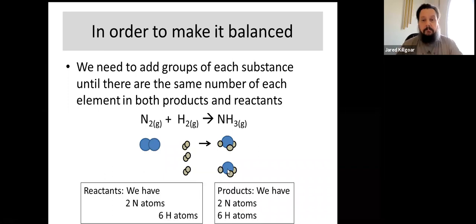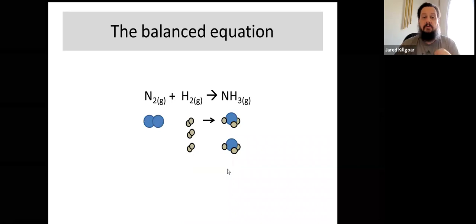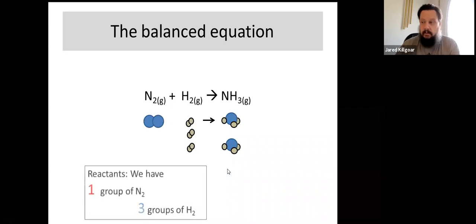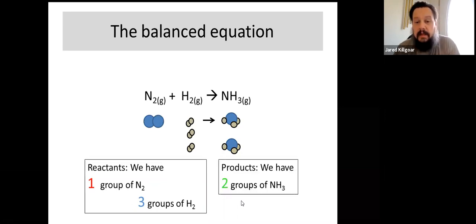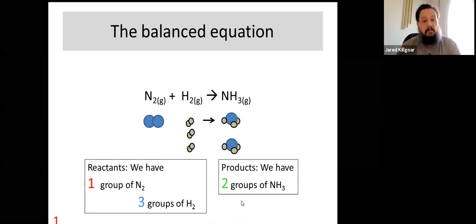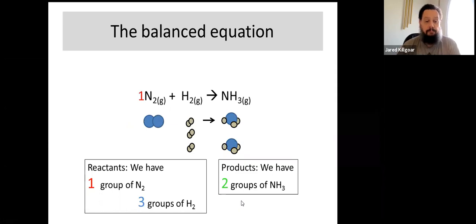So let's figure out how we add our coefficients in there, because our diagrams work out, but our equation is still not balanced. We have to add the coefficients in order to balance it. So the balanced equation, you guys take a look at this. I have 1 group of N2 and 3 groups of H2, and I have 2 groups of NH3 on the product side. So my balanced equation: I have 1 N2 plus 3 H2 makes 2 NH3s.